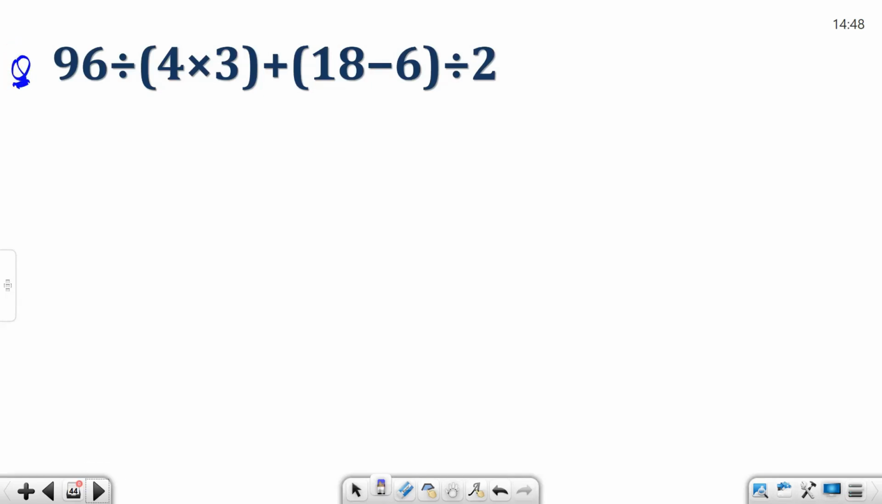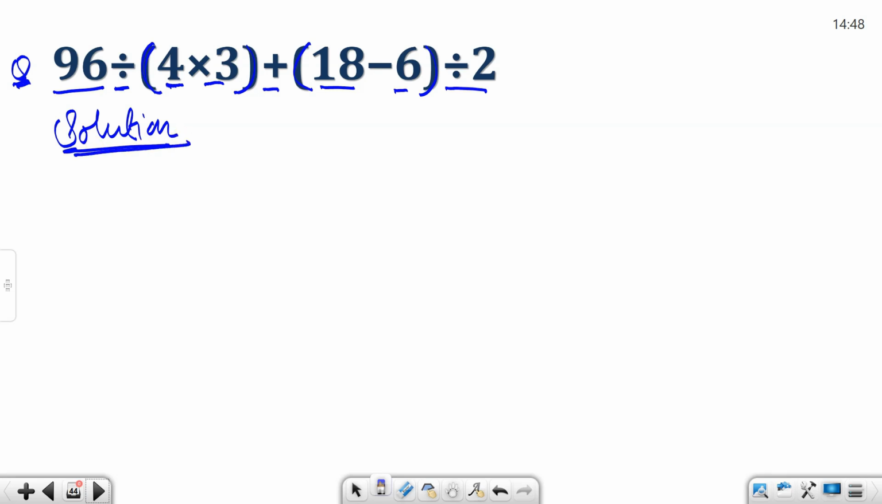Here's the question. 96 divided by 4 into, in the bracket, 4 into 3, bracket, floor, plus, in the bracket, 80 minus 6, bracket close, divided by 2. Now let's solve it.